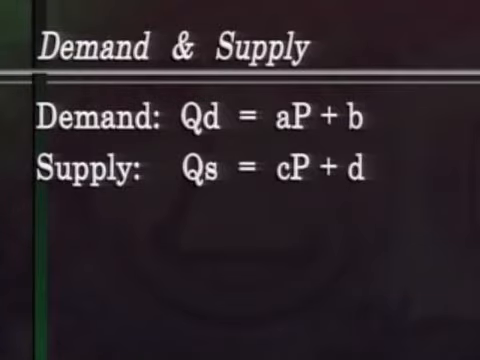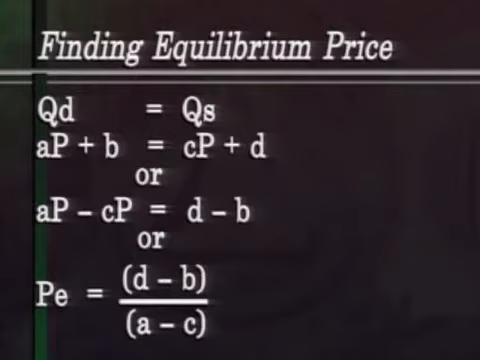If demand is given by the equation QD equals AP plus B and QS equals CP plus D, then we can solve for the equilibrium price, P sub E, that equates supply and demand by setting our two equations equal to each other. So we have AP plus B equals CP plus D, and solving for P by simple algebra. When we substitute this value of P in either equation, we find the equilibrium quantity Q sub E.